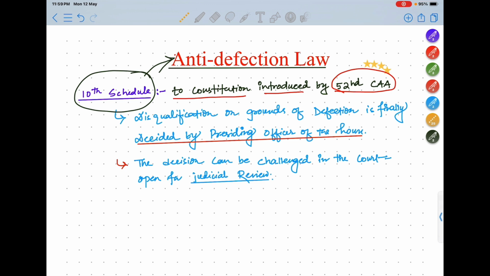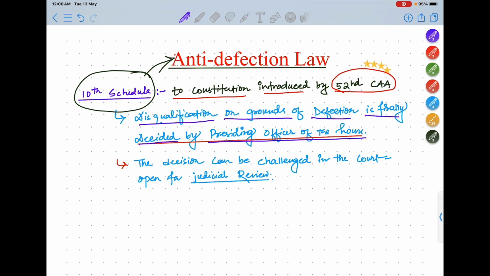So what is the 10th Schedule? It basically talks about disqualification on grounds of defection, which is finally decided by the presiding officer of the house. Now see, in a defection case there are different technicalities. The latest defection case you have heard of, the famous one, is in Maharashtra. I will not go into that because it is not important from your exam point of view.